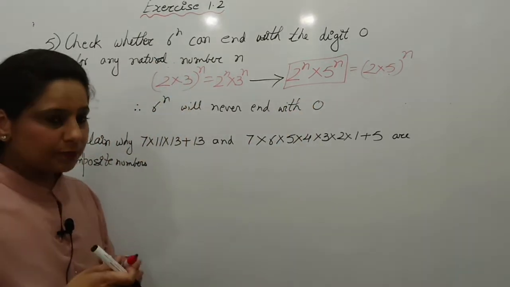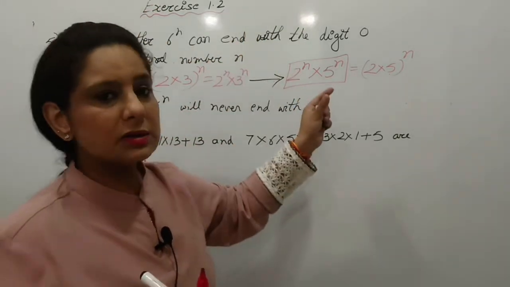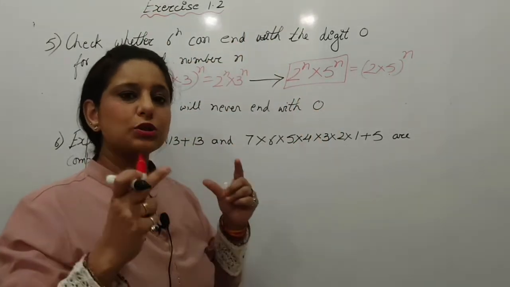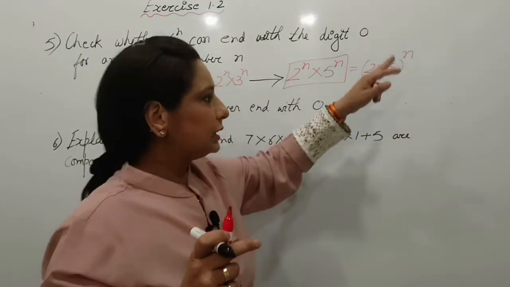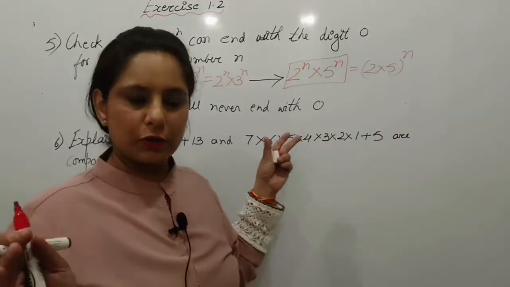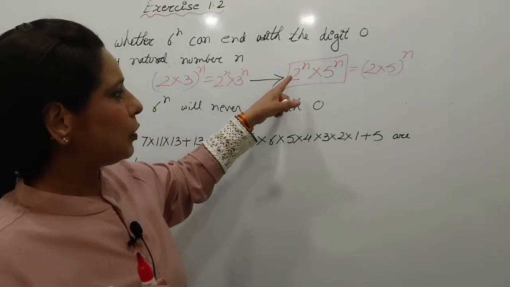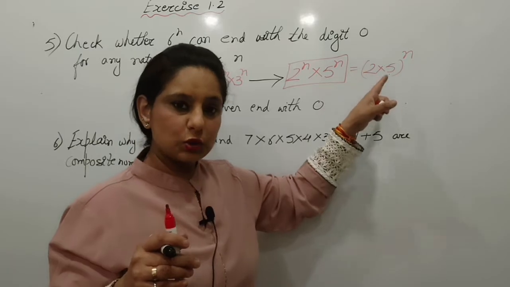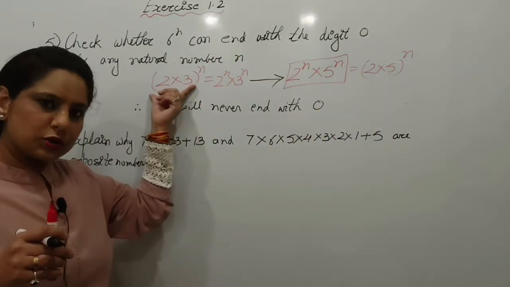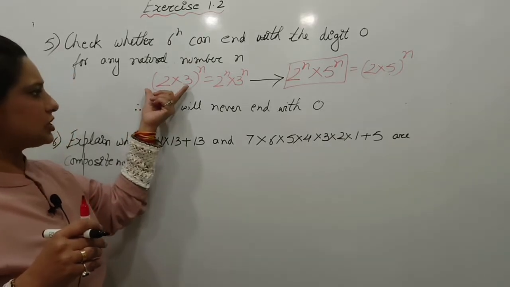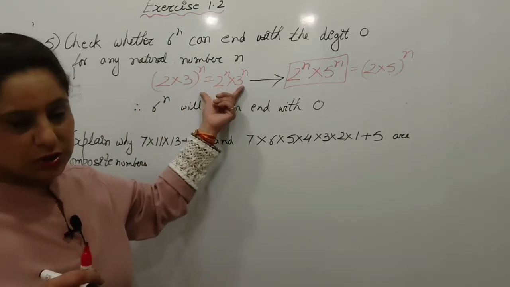Is it clear? Let me repeat. For any number to end with 0, its factorization has to be in the form of 2 raised to n into 5 raised to n, where n can be any natural number. And the factorization of 6 raised to n is 2 into 3. What is the factorization of 6? 2 into 3. 2 into 3 whole raised to n can be written as 2 raised to n into 3 raised to n.